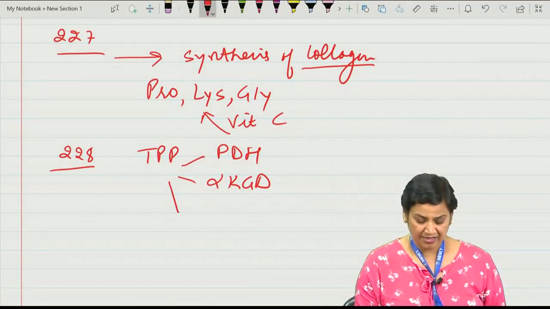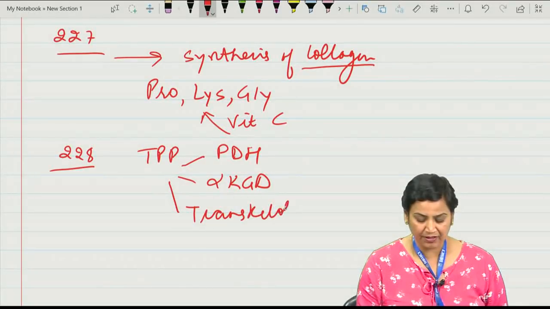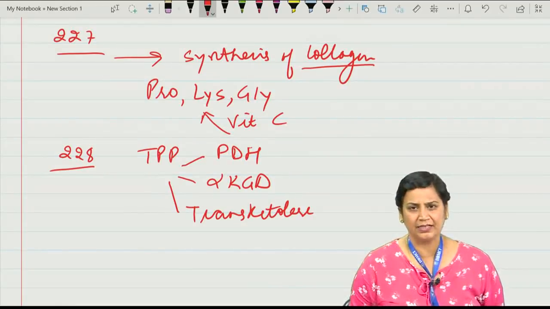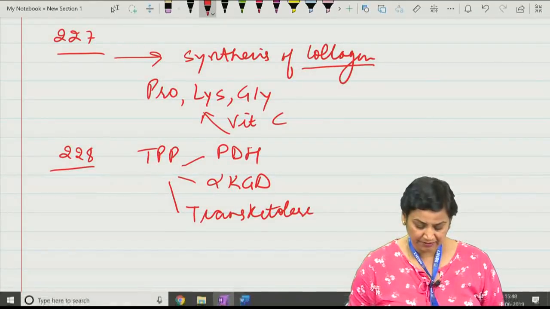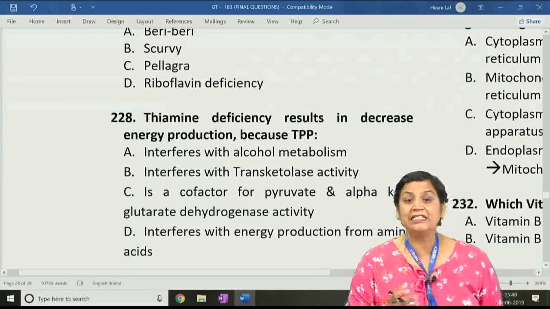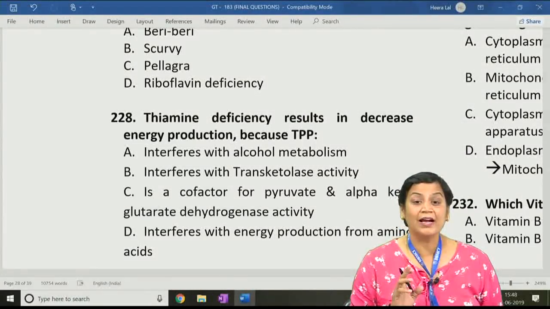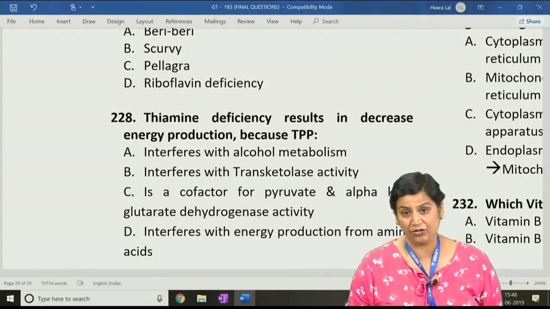And third is, it is required for transketolase activity. Transketolase is considered to be a very important enzyme of the HMP shunt, in the non-oxidative phase. Now here the question is, thiamine deficiency results in decreased energy production. Why? Because TPP is a cofactor of pyruvate and alpha ketoglutarate dehydrogenase.